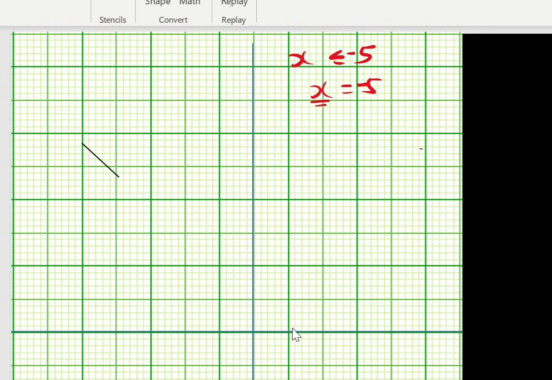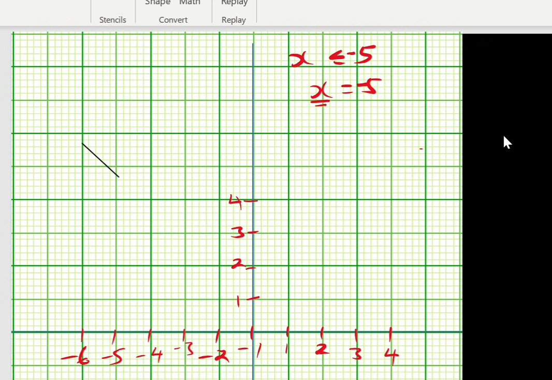So I'm going to write here 1, 2, 3, 4. The negative sides, here you have negative 1, negative 2, negative 3, negative 4, negative 5, negative 6, and so on. On the y, we're going to use the same scale. 1, 2, 3, 4, and so on.